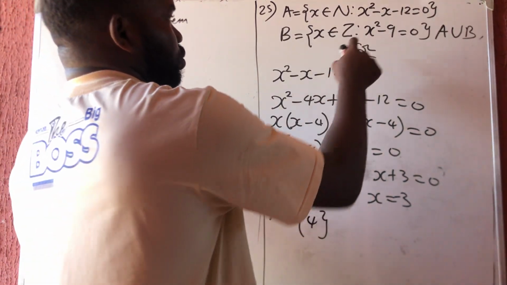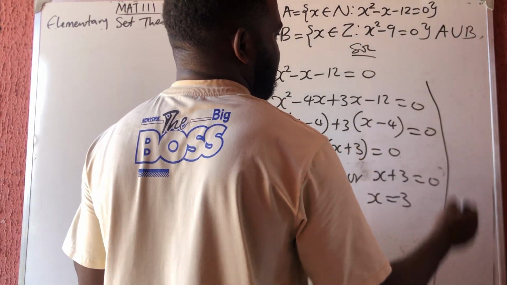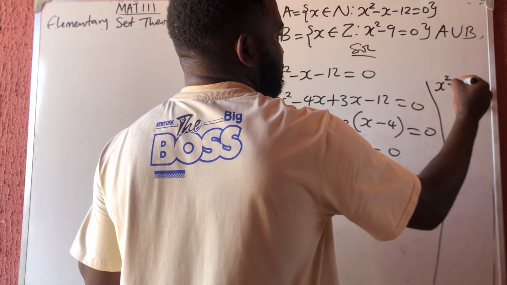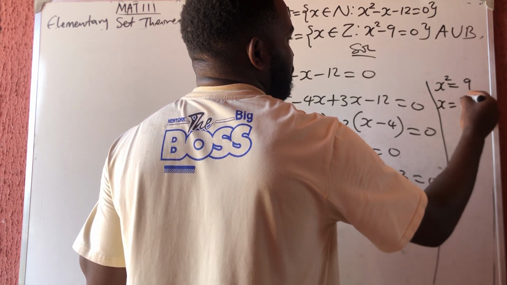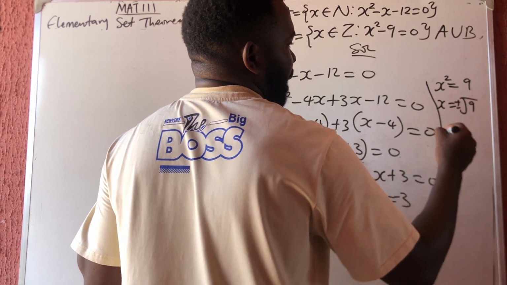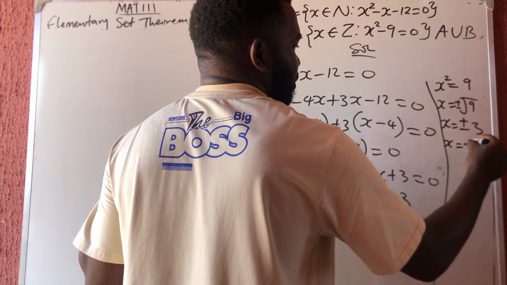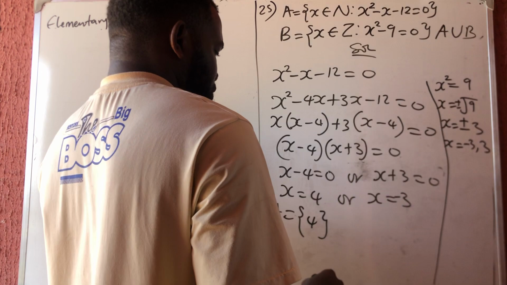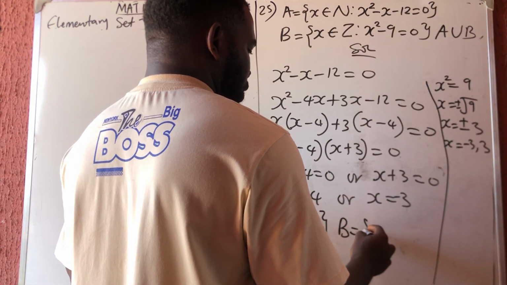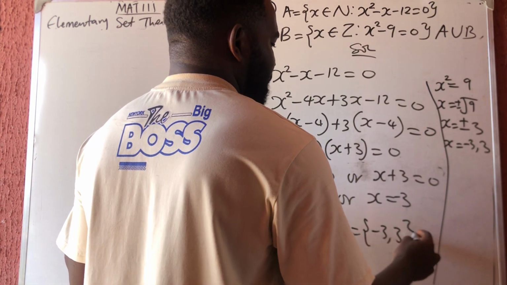Okay, so now let us do for B. Let us solve this side for B. Let me solve it here. So I have that x squared is equal to 9. So x will now be what? The square root of 9. Don't forget your plus or minus. So x is equal to what? Plus or minus 3. So x is equal to minus 3 or plus 3. So my B should be equal to what? The set of minus 3 and 3. Why did I pick both of them?